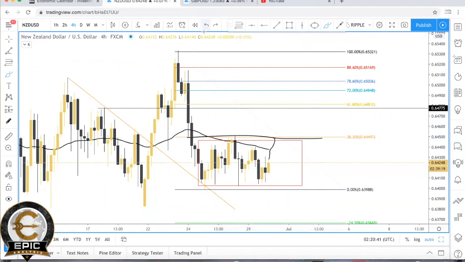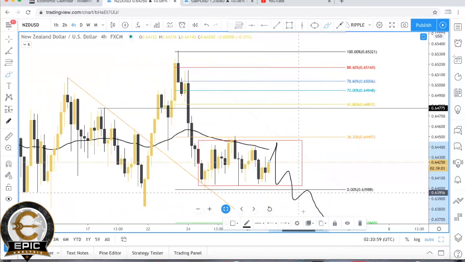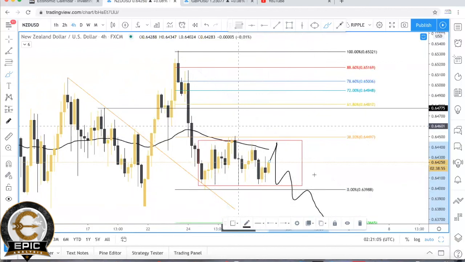But overall, because of the structure, the market is looking more so bearish. So if anything, the market may just push up one more attempt, and then we might start seeing something like this, and then eventually come back down and breach that 0.64 and eventually the 0.6370, 0.6350 region. So yeah, unless the market breaks out to the upside, I'm going to be overall bearish.